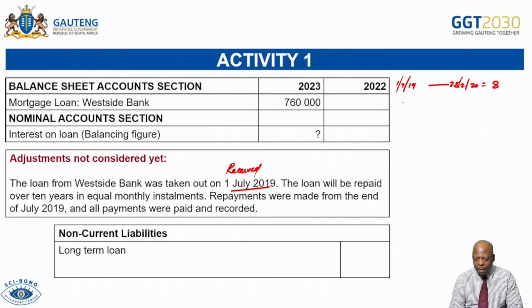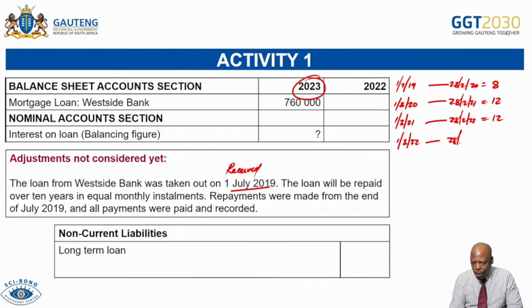And then the next year begins on the 1st of March 2020. But this year ends now on 28 February 2021. And this is going to be your 12 months. And again, the next year begins on the 1st of March 2021 and it ends on the 28th of February 2022. Remember, that is your 12 months again. And then the last year begins on the 1st of March 2022, which is where we are now, which ends on 28 February 2023. That is another 12 months.